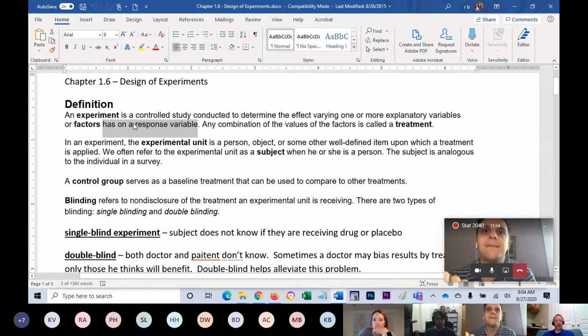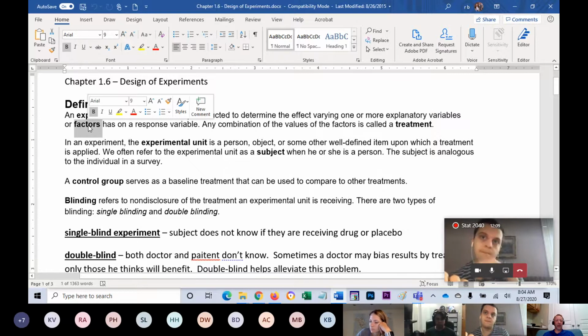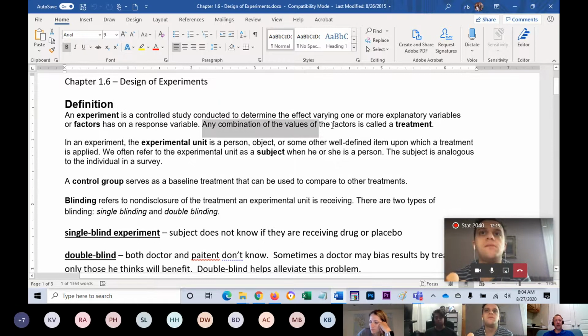Statistics is funny because we have all these different branches and sometimes they call the same things different names. So explanatory variables is probably what we're going to refer to more than factors, but in some branches of statistics they refer to them as factors. So any combination of values or factors is called a treatment.